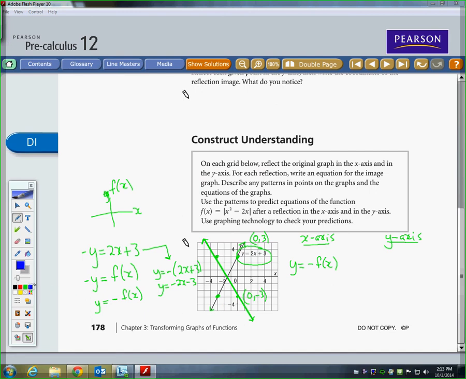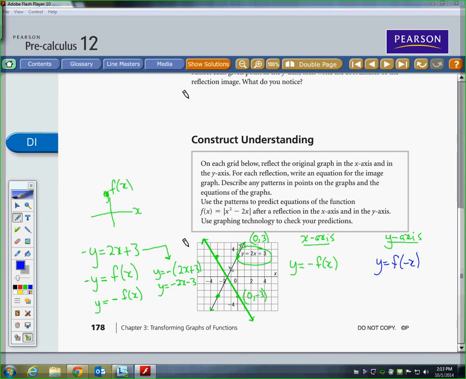Let's take a look at the second part of this question, if we are going to reflect this over the y-axis. A reminder for the y-axis is that we're going to take our spots and keep the y values the same, but multiply the x by negative 1, or it looked like this, f of negative x. So let's look at this first point, 0, comma 3.